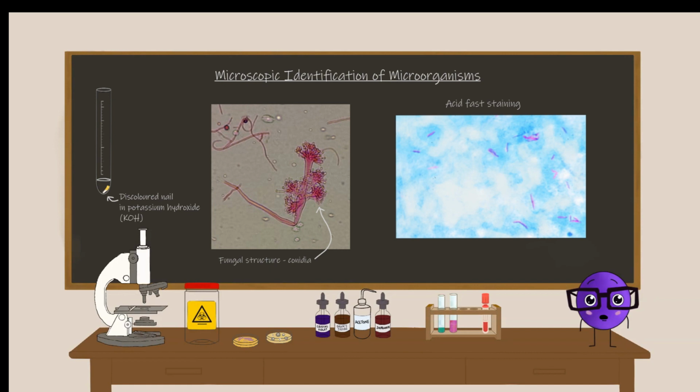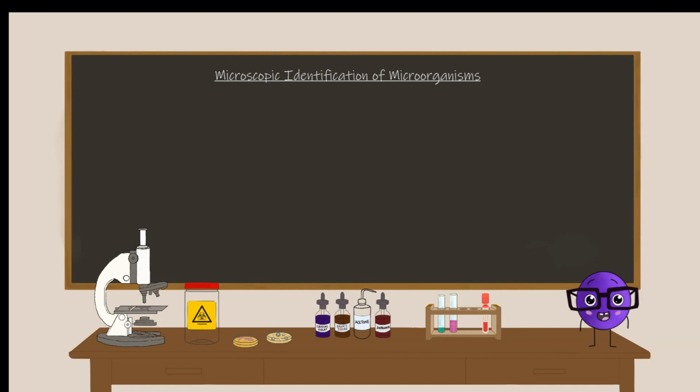Acid-fast staining. This technique targets microbes with a waxy outer coat, like Mycobacterium species, and some fungi. These microbes resist staining with most dyes, but this technique highlights them for better visualization.